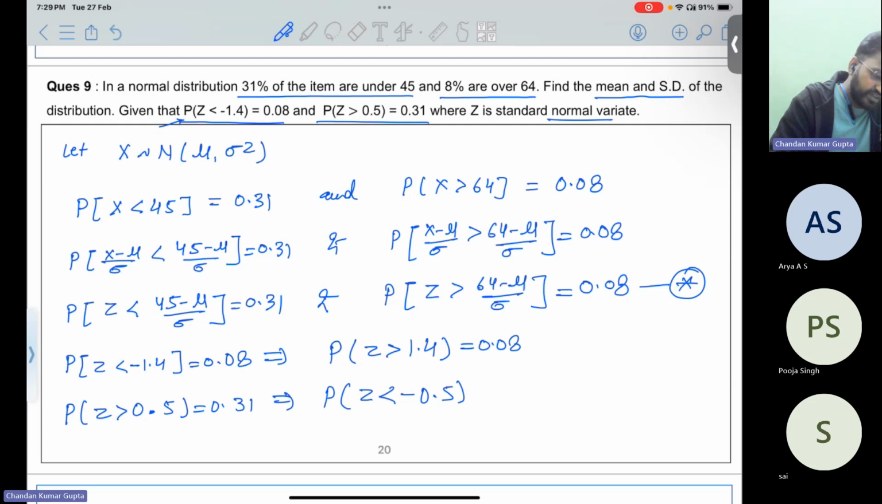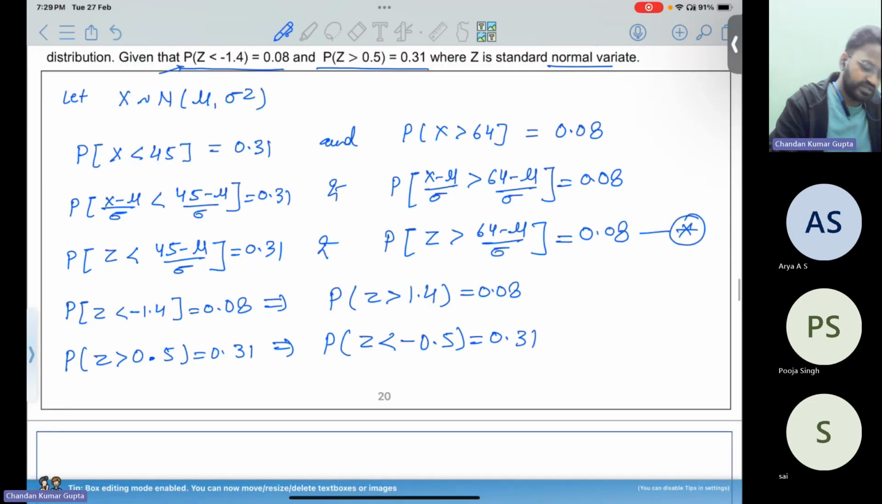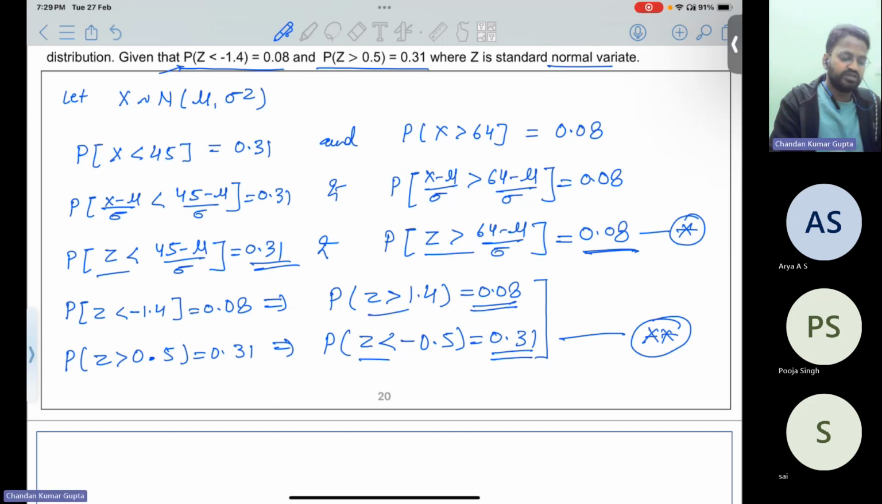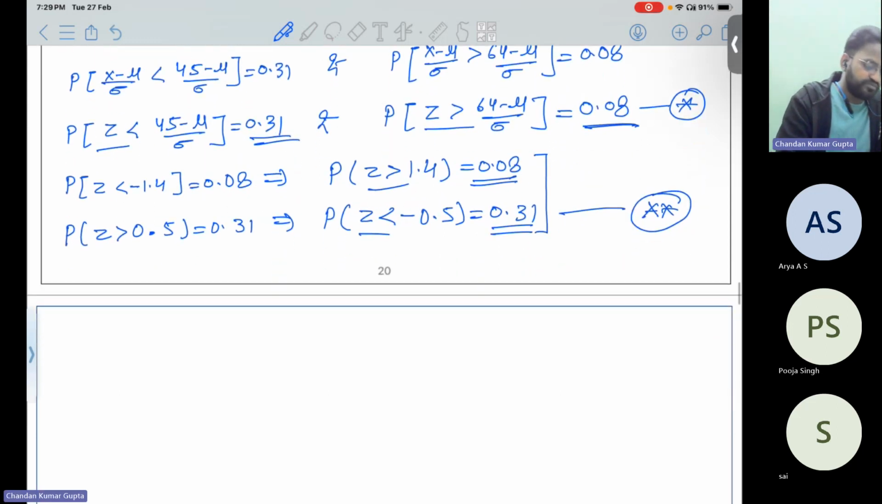0.5 minus 0.5 is 0.31. Okay, and suppose this is equation second star. These two. Okay, now compare this. It is equal to this and it is equal to this with the same equation. Okay, so from comparing these two star and double star equations, we will get what?